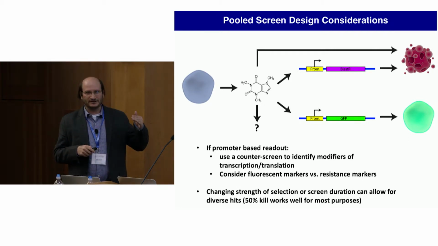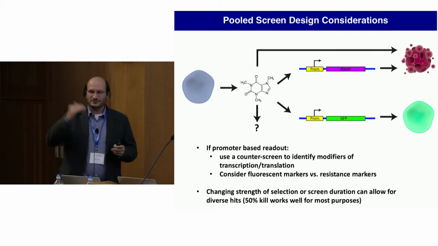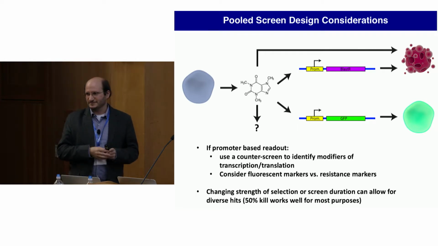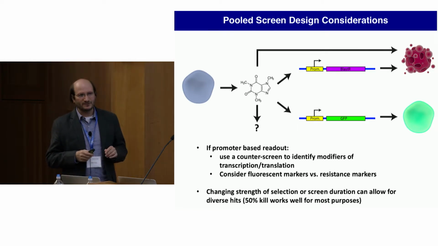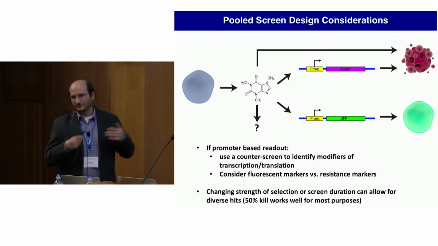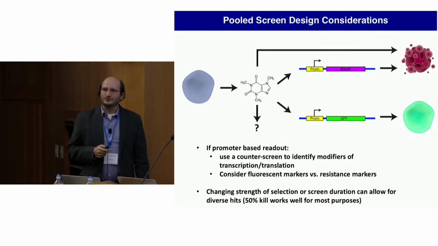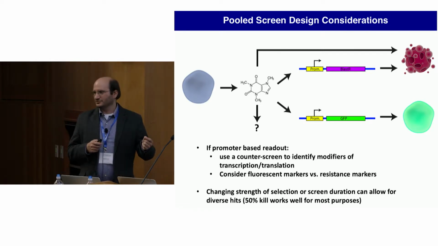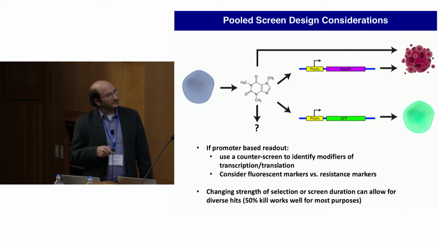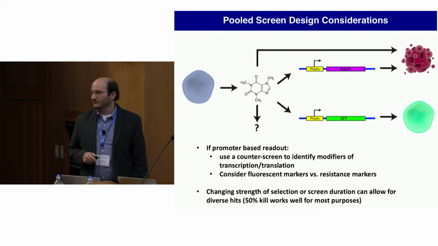So other people will screen at a 10% kill, and then you have much more dynamic range for things that sensitize to the drug. So depending on the particular paradigm that you're interested in, whether you're looking for synthetic lethal combinations, or whether you're looking for critical transporters for the entry of a drug, for example, different levels of killing might be useful for those types of screens.